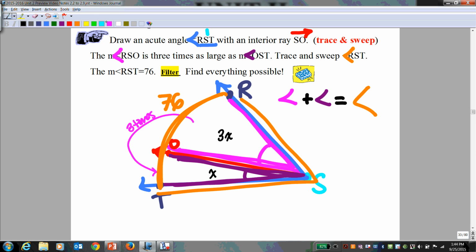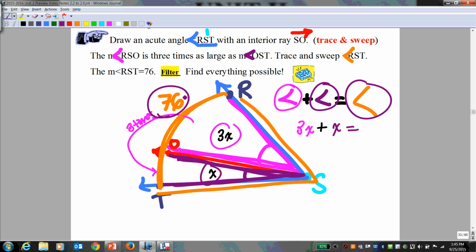So now I circle plug chug. Pink angle. Purple angle. Orange angle. So for X.